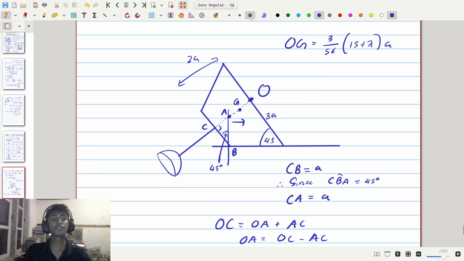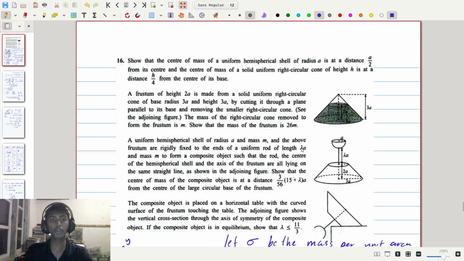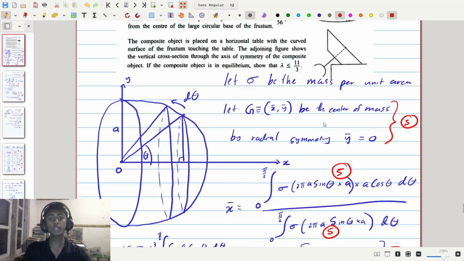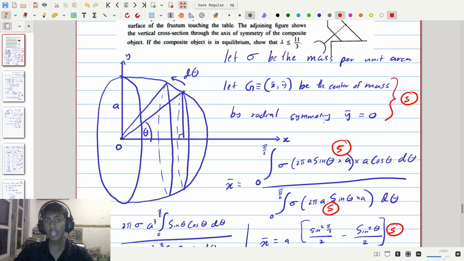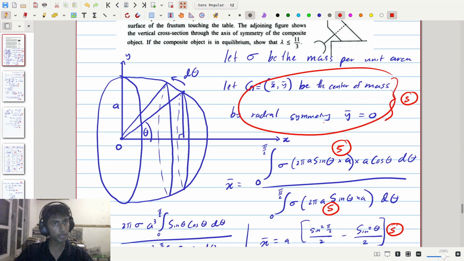So now let's finally discuss the marks awarded for this question. So at the start of the question, for integrating, when you consider the first thing and you say let G given by x bar comma y bar be the center of mass, and you define it and say by radial symmetry y bar must be equal to 0, for this itself you get 5 marks.